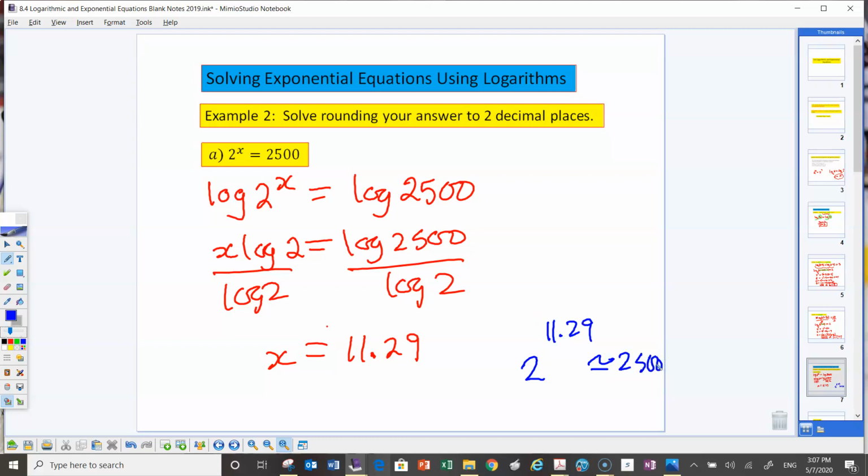So 2 raised to the 11.29 is 2503. So it's a little bit big because we've rounded off, but that is how you can verify whether or not your answer is correct.